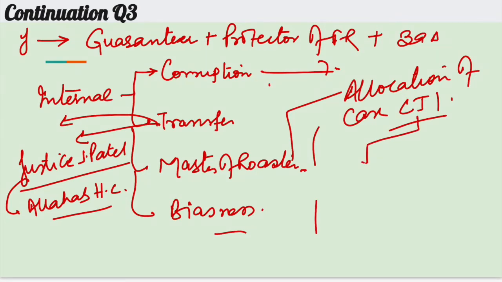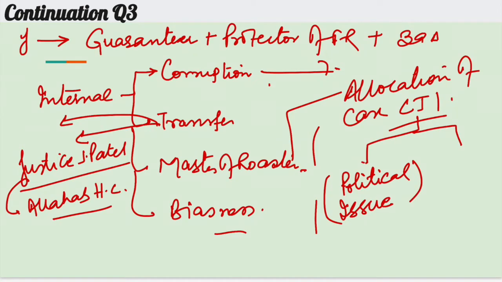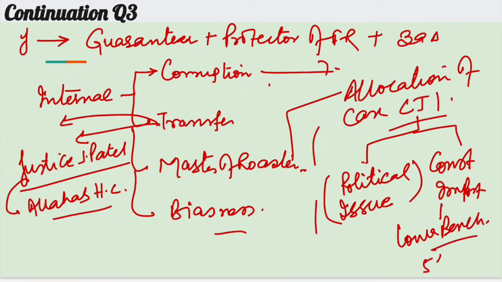It is alleged that the Chief Justice of India is sending matters of political issue only to those benches which have some kind of collusion with the ruling party. They are saying that matters of constitutional importance are being sent to a lower bench, whereas they should be sent to at least a 5-judge bench. So this is the kind of allegation. Understood?